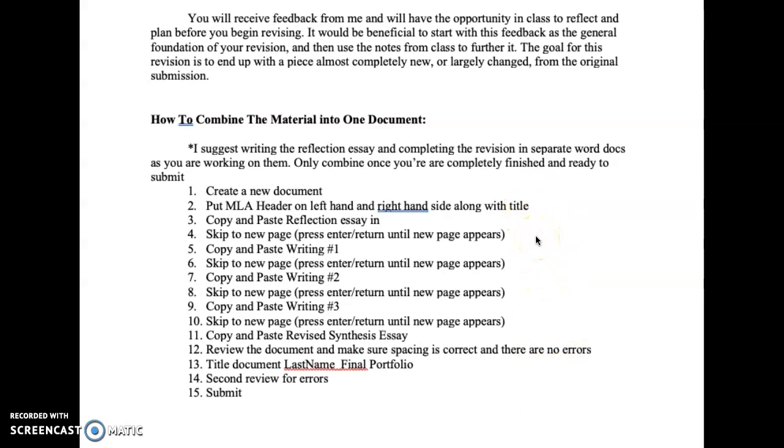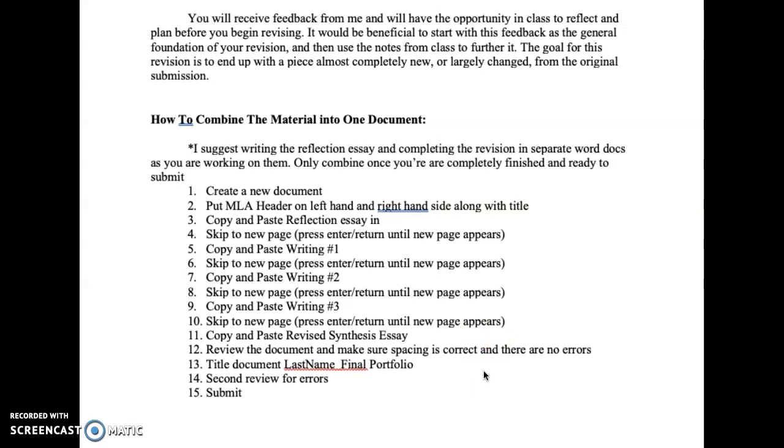What I suggest you do is work on each of the parts separately in their own Word doc. And then when you're ready to combine them and submit, then you can put them all in one document. So you'll just create a new document. You'll put your MLA header on the right hand with your last name and page number. You'll copy and paste the reflection essay in, skip to a new page, copy and paste your first writing piece, your second writing piece, and then your third writing piece. You'll want to skip pages so that each thing can have its own page. Then you'll copy and paste in your revised synthesis essay.